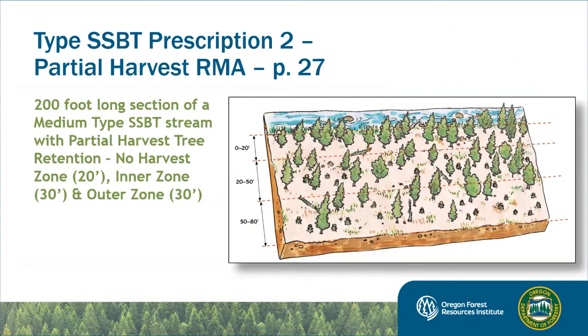And so the SSBT RMA is different than a normal type F RMA. It still has the 0 to 20 foot no harvest zone, but then it's broken down into 2 other zones. For a medium, that's the inner zone from 20 feet to 50 feet, and then the outer zone from 50 feet to 80 feet. On a small, the total width is 60 feet, and so your inner zone would be 20 feet to 40 feet, and your outer zone would be 40 feet to 60. And there are basal area and live tree retention requirements in both the inner and outer zones for SSBT streams.